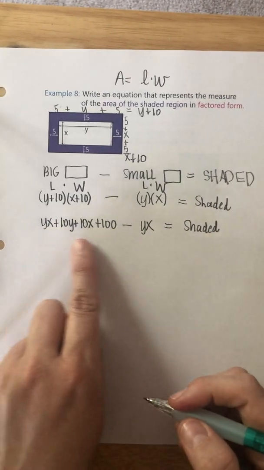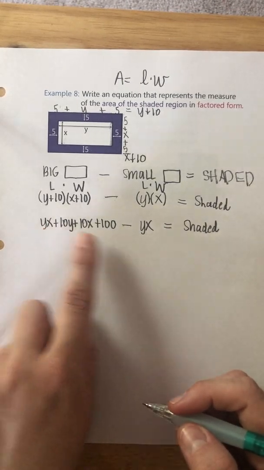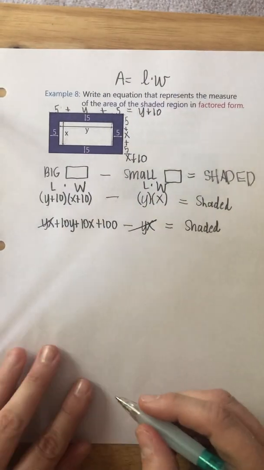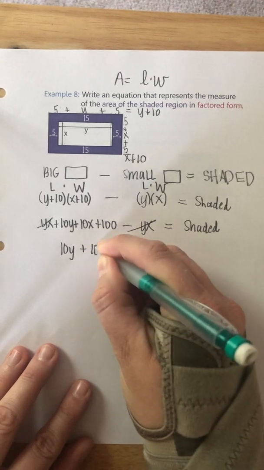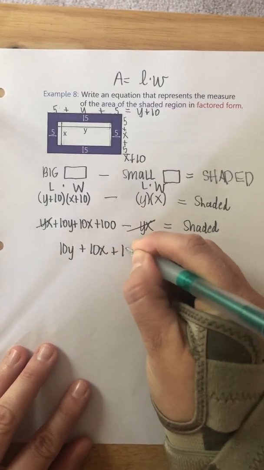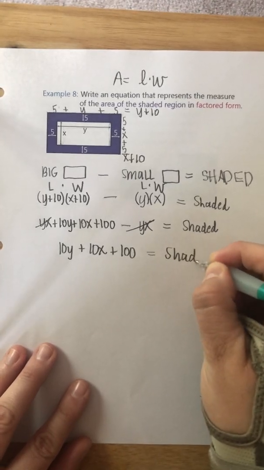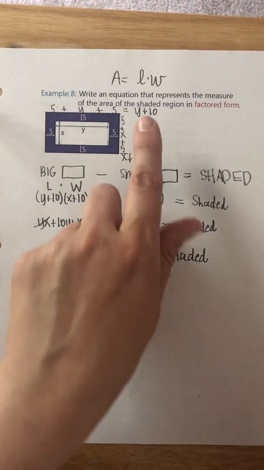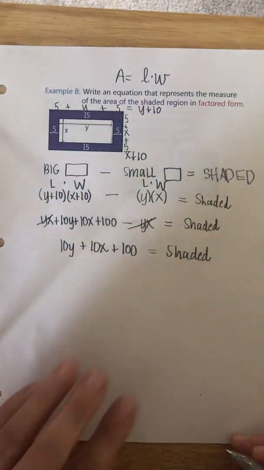All right, so let's look and see if we have any like terms. And we do. We have a yx here minus a yx here. Those two things are going to cancel each other out. So we have 10y plus 10x plus 100 is our shaded region. Now this would be a good answer for chapter 6, but now that we're in chapter 7, it wants us to take it a step further and write it in factored form, which is what we were practicing today.